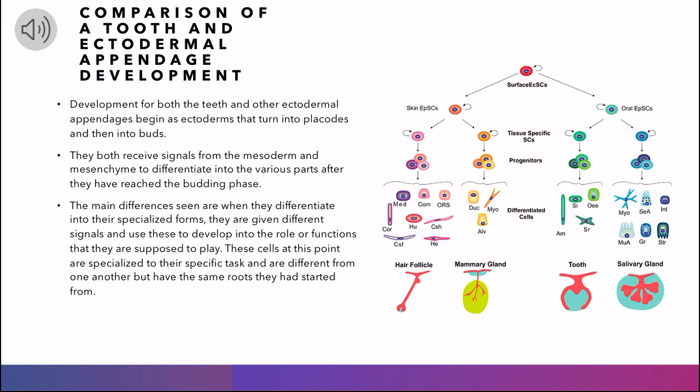The cells at this point are highly specialized to their specific task, and they're different from one another, but they have the same roots that they started from, like I was saying before. So it may be a hair follicle or a tooth, but it all started from an ectoderm that differentiated down until it reached one of these points.